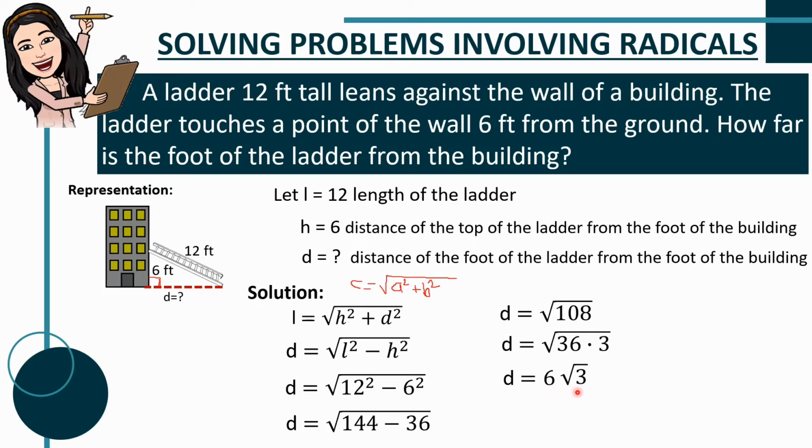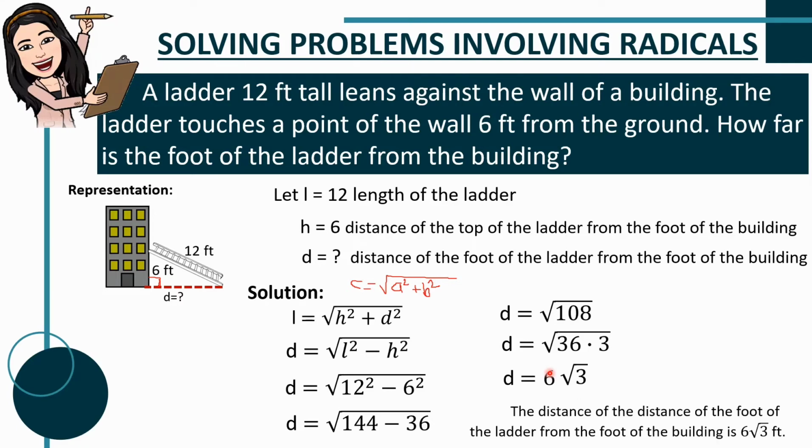So, this is the distance of the foot of the ladder from the foot of the building. Therefore, the distance of the foot of the ladder from the foot of the building is 6 square root of 3. What is the unit? Okay, we have feet. So, kailangan i-include din natin siya. So, this is the final answer.